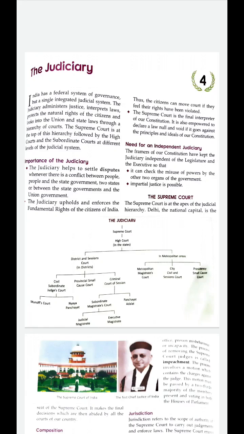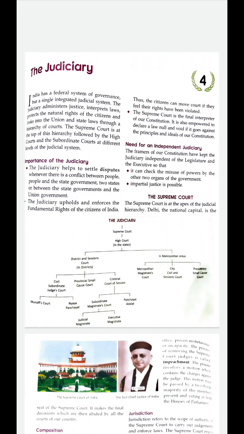So, children, you all know that in India we have a federal system of governance and government has got three organs. You all know what those are? That is legislature, executive, and judiciary. Legislature makes the law, executive executes the law, and judiciary dispenses the justice.